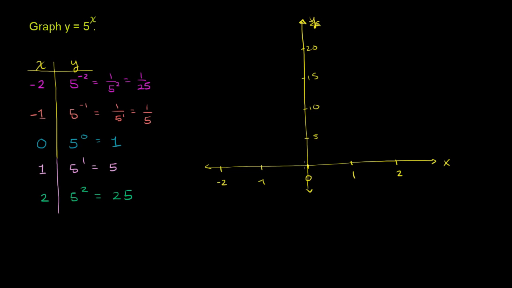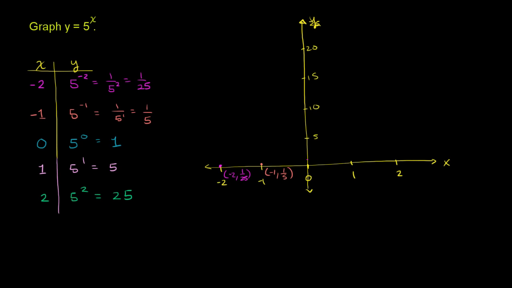-2, 1/25. So 1/25 is going to be really, really close to the x-axis. That's about 1/25. So that is -2, 1/25. It's not going to be on the x-axis. 1/25 is obviously greater than 0. It's going to be really, really close. Now let's do this point here in orange. -1, 1/5. 1/5 on this scale is still pretty close. So that right over there is -1, 1/5.